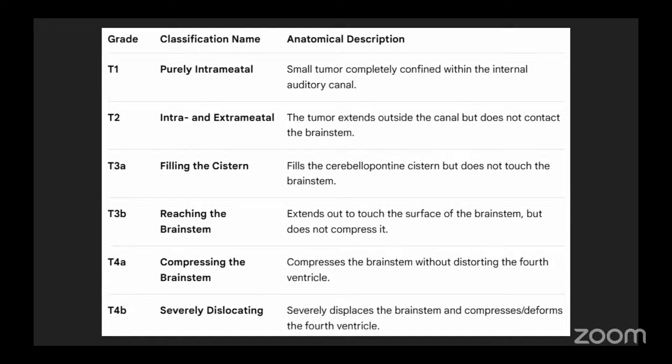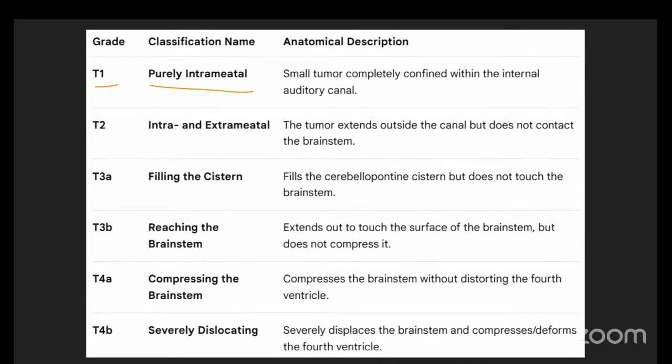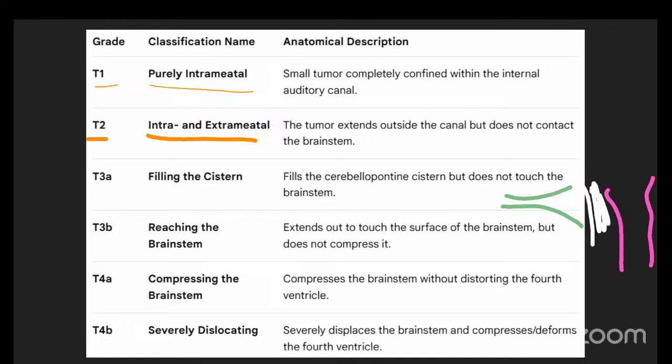T1 is purely intrameatal. T2 is both intra and extrameatal. The tumor, in fact, let me draw, for example, this is the internal auditory canal. Okay. This here is the internal auditory canal, and assuming we have the brainstem somewhere around here. This is the space that you see in between. This is the CP angle cistern. This white thing filled with CSF.